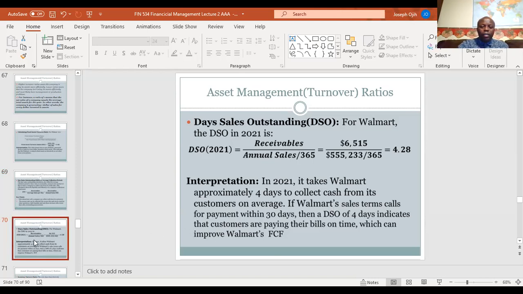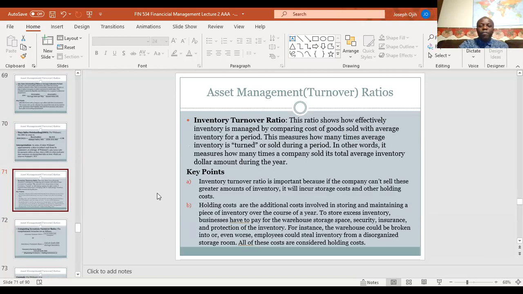Now the last asset management ratio we look at today is the inventory turnover ratio. This ratio tells us how effectively inventory is managed by the company. This shows how many times inventory is turned or sold during a period. This is a very important ratio because of how a firm manages inventory. If it's good, it means that the company can sell the inventory and restock many times during the year.